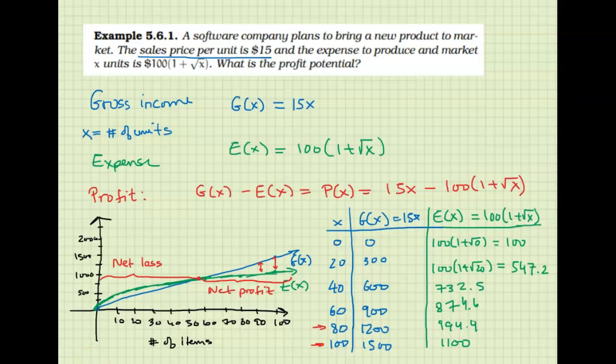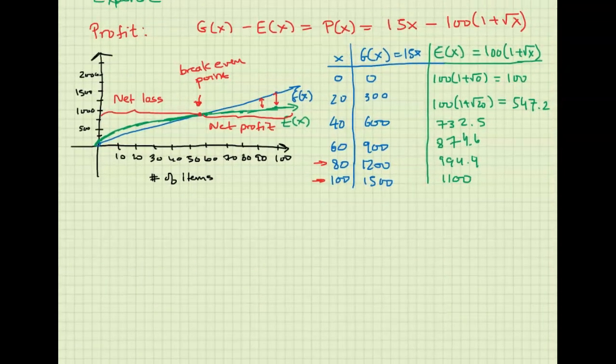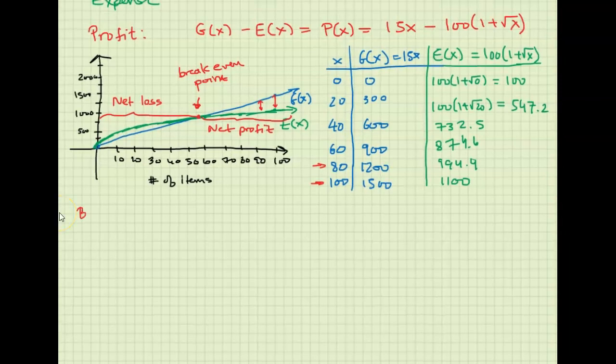Okay, so what businesses are interested in is what is the profit potential? Basically, this is an analysis of the graph. So this point here is significant. In business, this is called the break-even point. For this part of the domain, x from 0 to that number, it's a net loss. Then it reaches the break-even point, and when x is bigger than that number, it's a net profit. Okay, so let's figure out the break-even point.